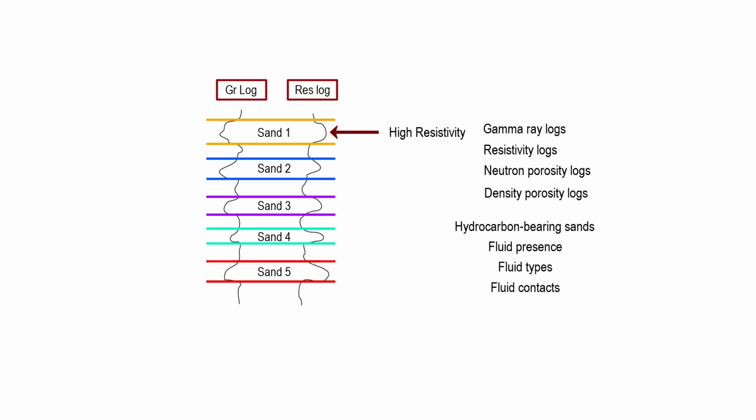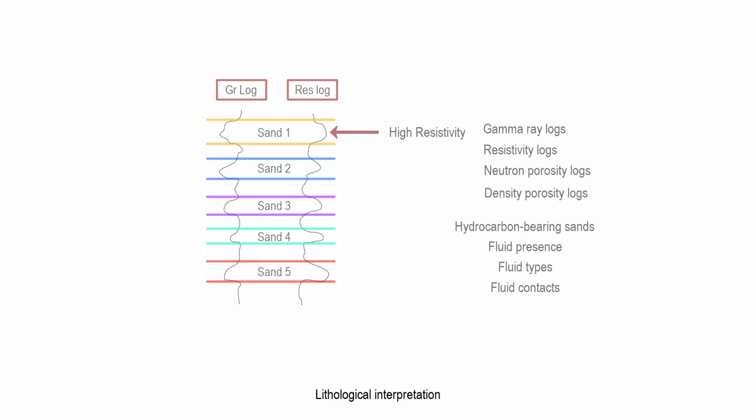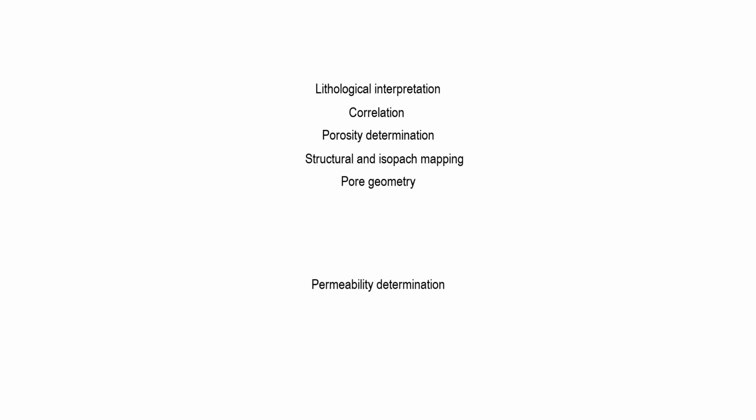Okay? Let's take a look at the uses of well logs data. Well logs data are used for lithological interpretation. That is, they are used for detailed description of rock units. They are also used for correlation purposes, which determines formation lateral extent. Okay? They are used for porosity determination, structural and isopach mapping, as well as pore geometry and permeability determination.